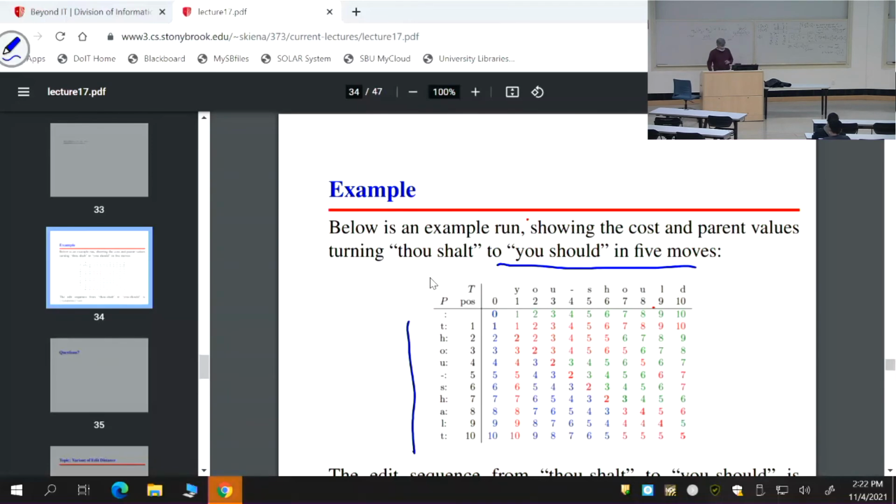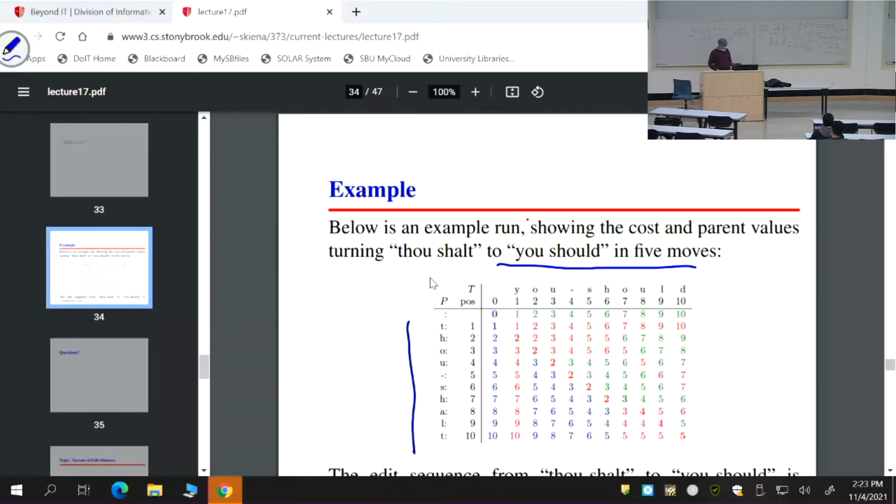Using the dynamic programming algorithm we had before, first of all, notice that the row is increasing from 0 to n. Notice the first column was that. Notice the first row went from 1 to the length. So that you know about. How much does it cost to take thou to an empty string? It would take 4. And that's kind of what we would expect.